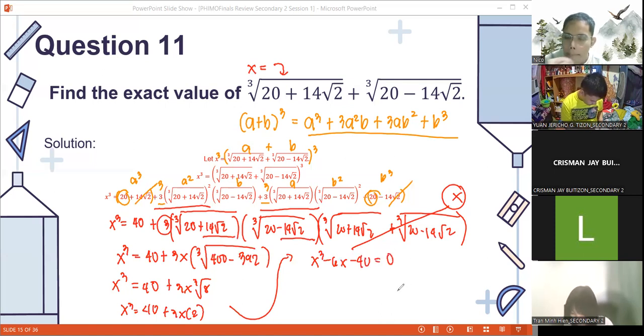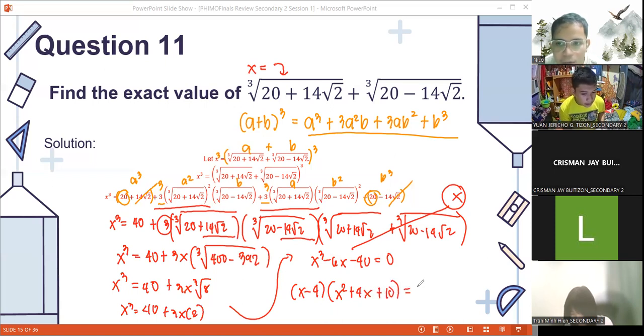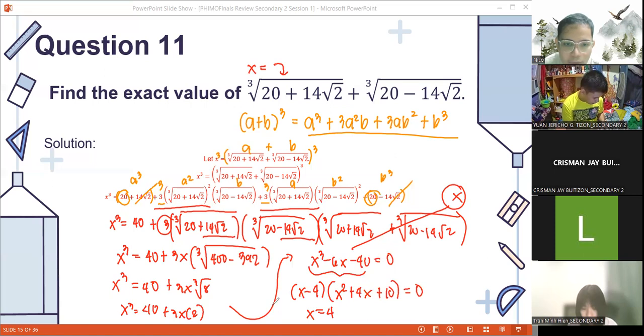Okay, so what do we get here? This is x cubed, this is 6x, and then this is 40. Factoring it out, this is 4 and 10, right? Then this is 6, so this is x minus 4, and then x squared plus 4x plus 10 equal to 0. Okay, don't forget. And then you're going to get the value, which is x is equal to 4. Okay, and that is our final answer.